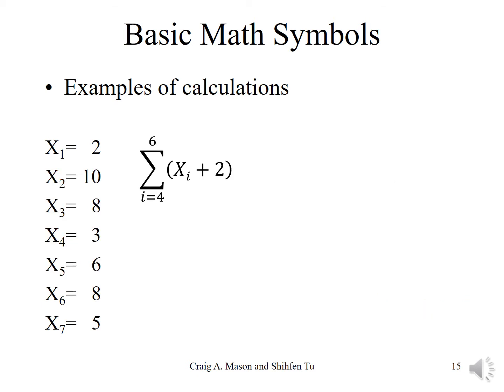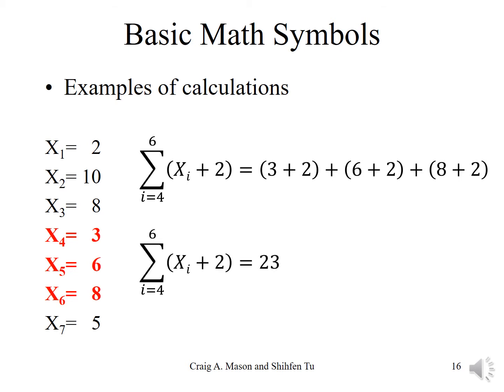This is a little trickier. First, think about exactly what this is asking for and how you might describe it in English, and then calculate the value. Pause the video again while you give it a try. The key here is that X sub I plus 2 appears in parentheses. So you first have to calculate X sub I plus 2 for each of the values of X ranging from X sub 4 to X sub 6, and then add them up. So it's 3 plus 2 plus 6 plus 2 plus 8 plus 2, or 23 total.